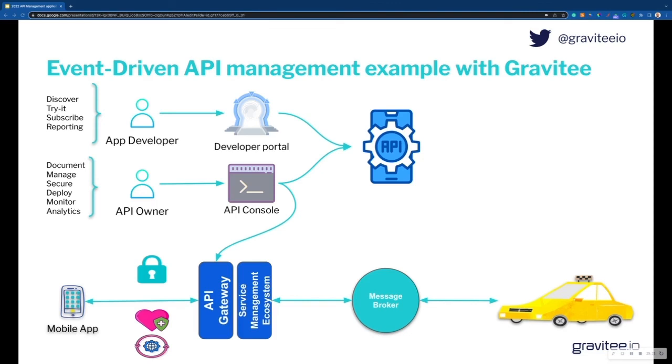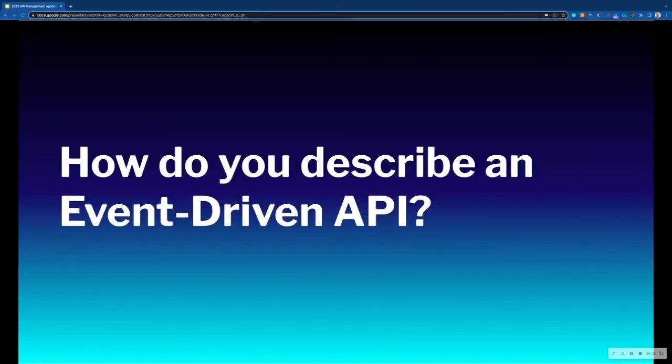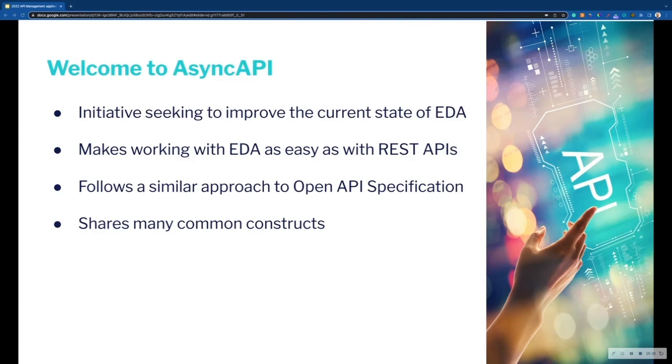The next question we want to ask and answer is, how do you describe an event-driven API? Well, probably you heard of the async spec. The AsyncAPI specification is an initiative to improve the current state of the event-driven APIs, to provide some sort of standard around how these APIs should be documented. It makes working with event-driven APIs as easy as it is with RESTful APIs.